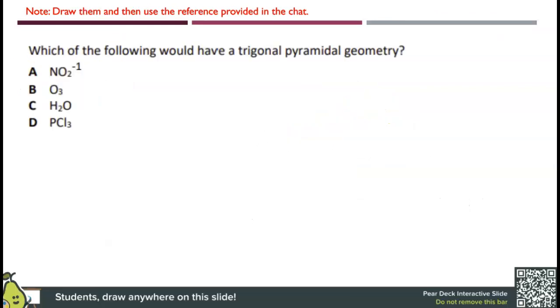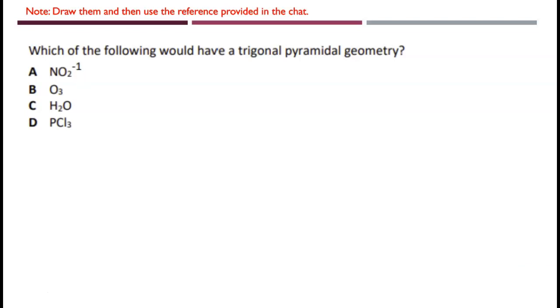All right, which of the following would have a trigonal pyramidal, oh my god, I can't say it, geometry. Trigonal pyramidal geometry, there you go. So you need to draw them out. Remember, whenever they have that negative charge, like this one has a -1, that means you're going to add an electron. Let's draw them out.